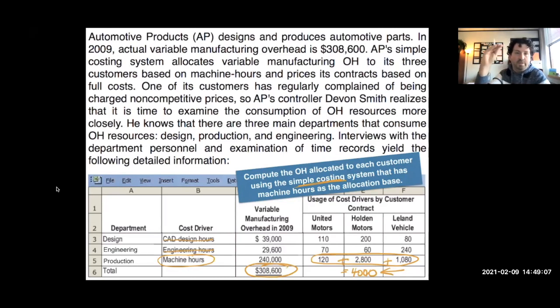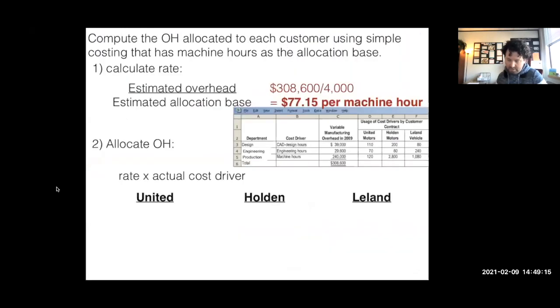Our total overhead cost divided by total allocation base. So that's 308,600 divided by the 4,000 total machine hours. That's where we're getting that rate of $77.15 per machine hour. So again, that's step one, to calculate the rate. Step two is to take the rate and allocate the cost to our three customers: United, Holden, and Leland. So we can do that now.